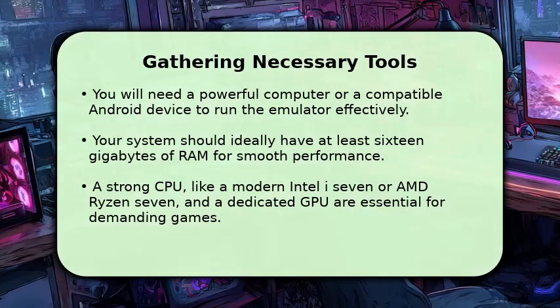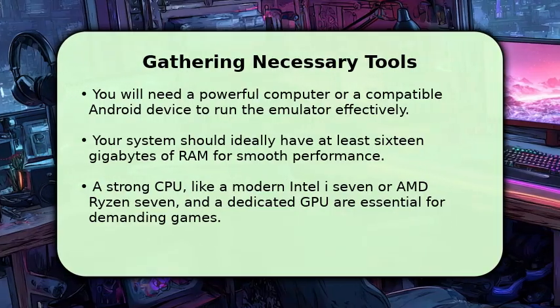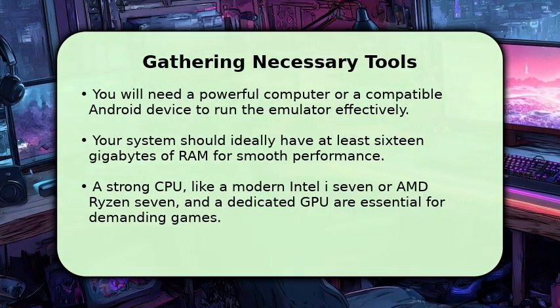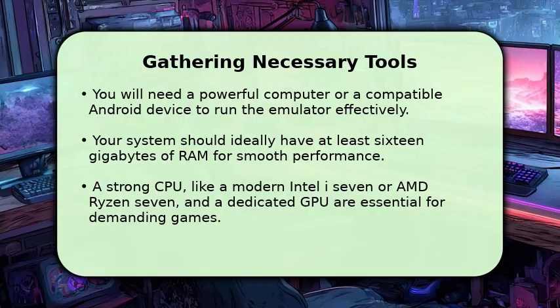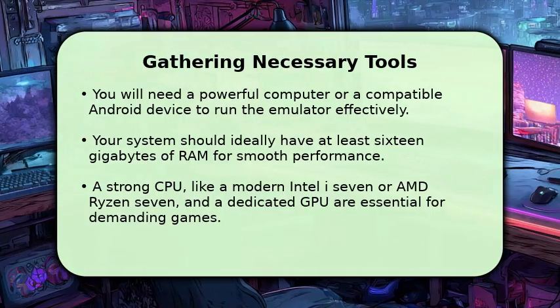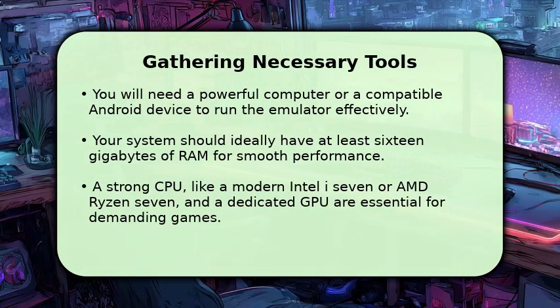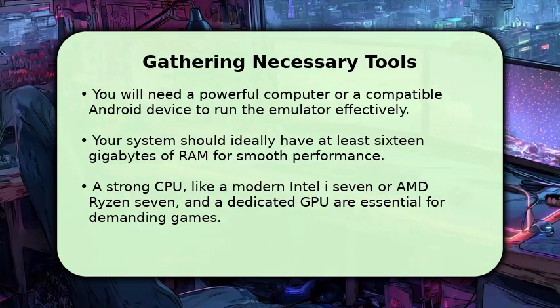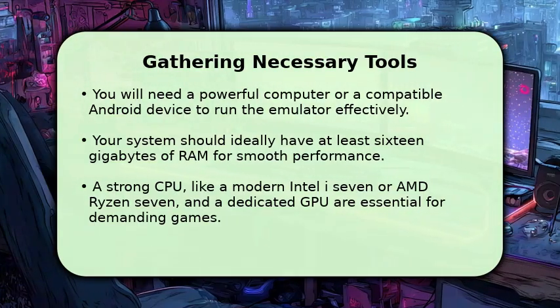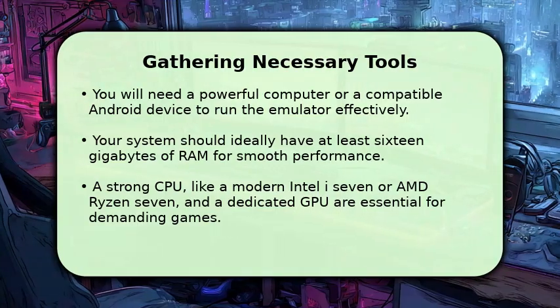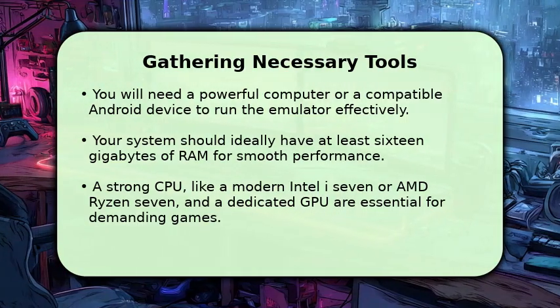To begin, you will need a robust computer or a high-end Android device. For optimal performance, your system should possess at least 16 gigabytes of RAM. A powerful CPU, such as a modern Intel i7 or AMD Ryzen 7, paired with a dedicated graphics card, is crucial for handling demanding games without stuttering.